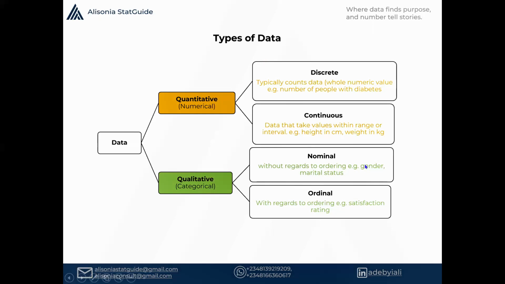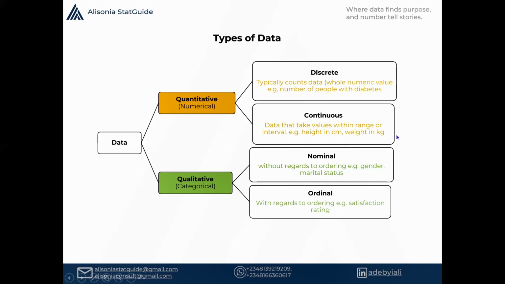Qualitative data is categorical. Gender is categorical, male and female. It's just a two-level category. Marital status is also a category; it may be a two-level category, married, not married, or a three-level category: married, not married, widow, divorced. So those are three-level categorical variables.